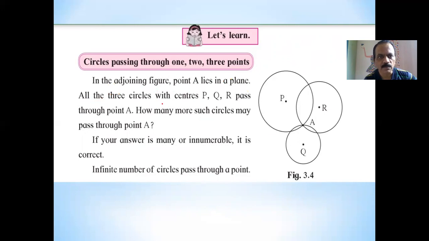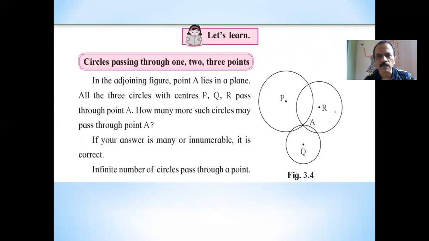All the 3 circles with centers P, Q, R pass through point A. That means the given 3 points P, Q, and R are the centers of the circles. First the circle is drawn here, P is the center of a circle. Here Q is the center of a circle, and here R is the center of a circle.